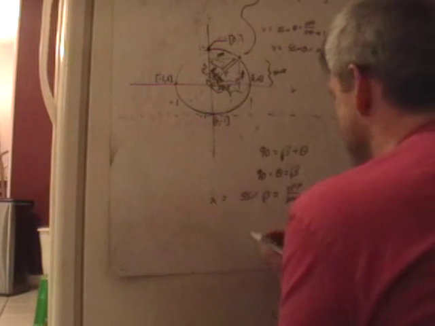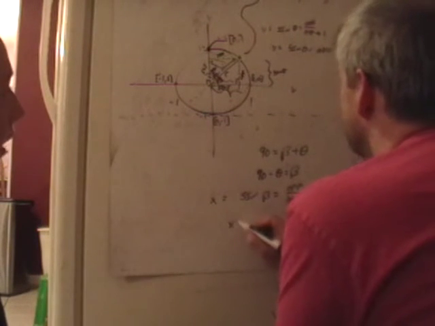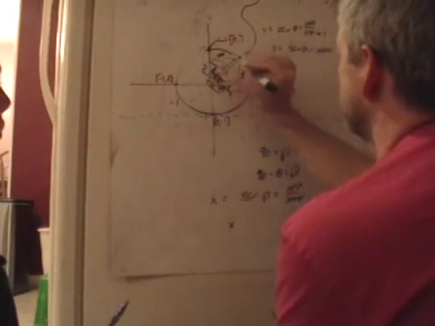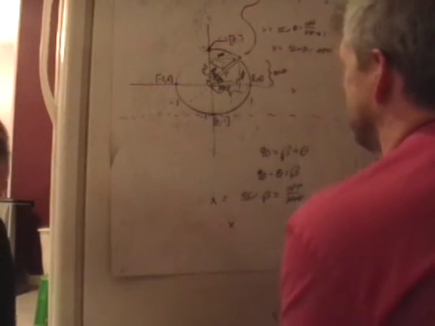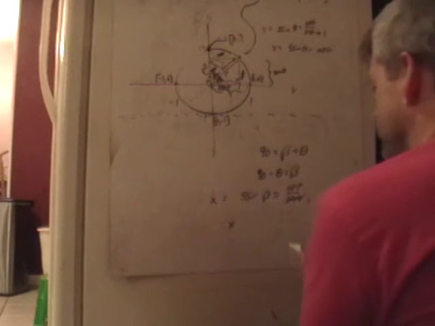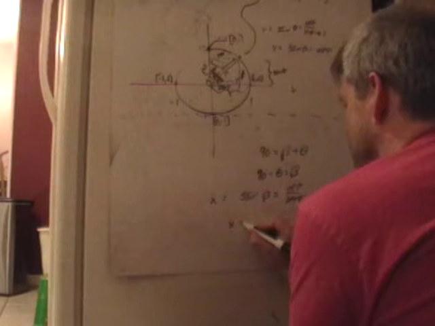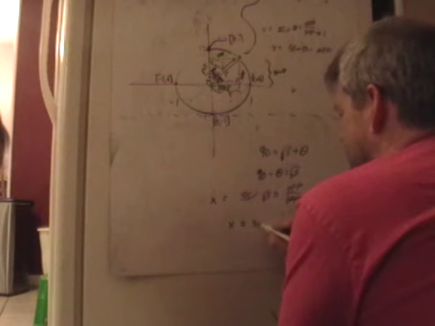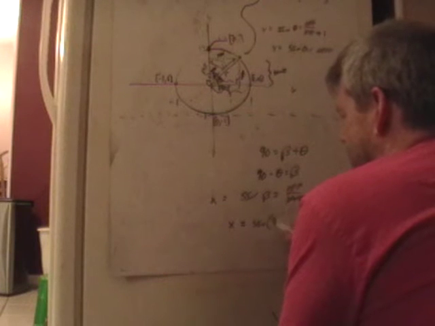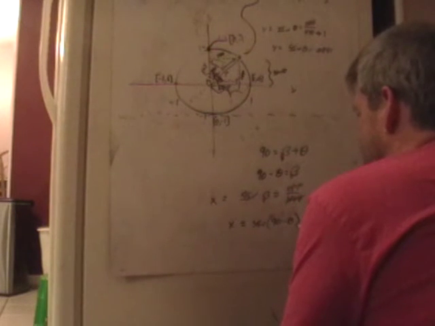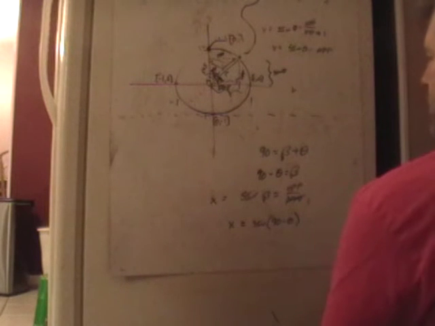So when I do my math, where'd you put x? Right here. What's x on there? x is this distance, from here to here. I didn't mark it. Oh, I've got too much stuff on here. So that tells me that x is equal to the sine of 90 minus theta. Right?